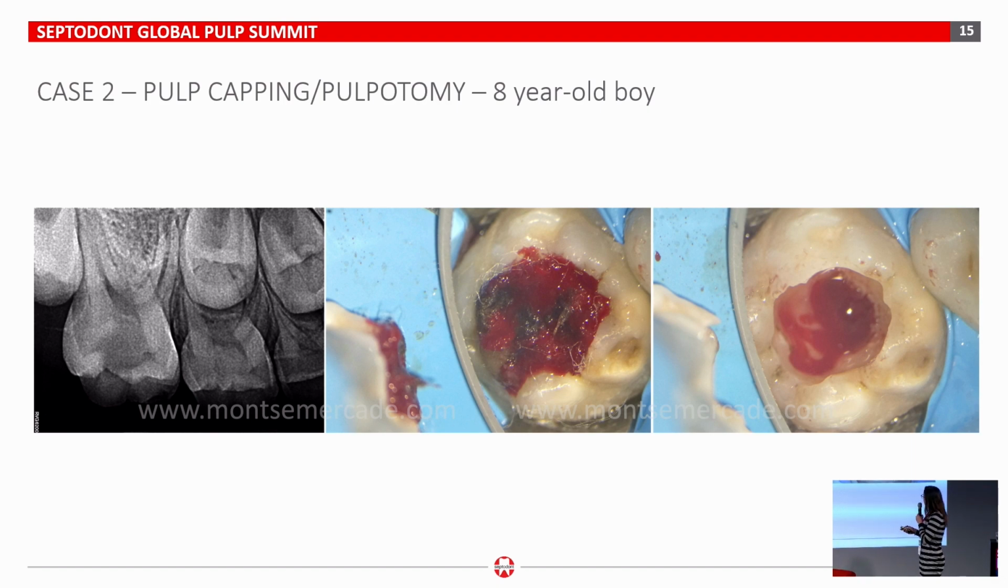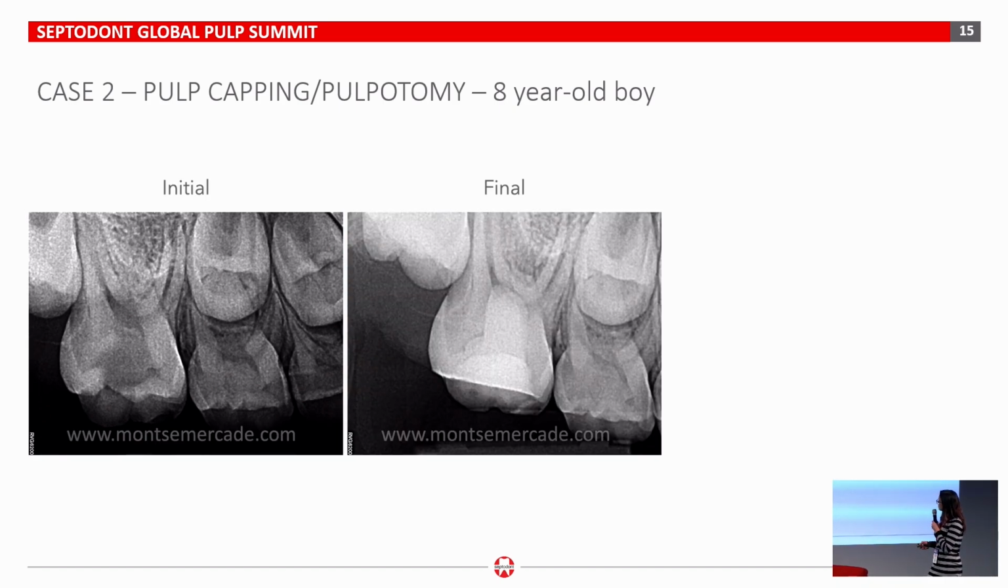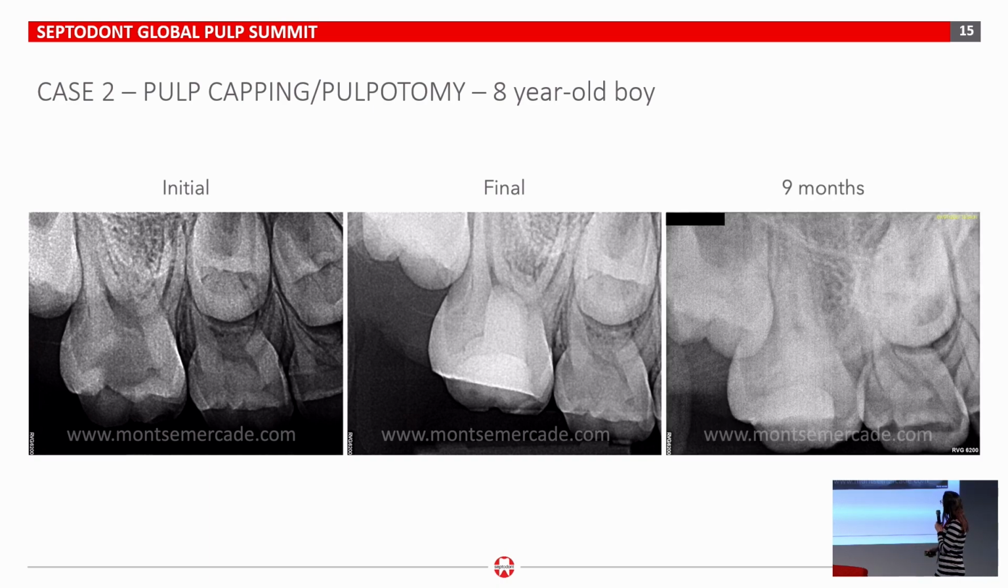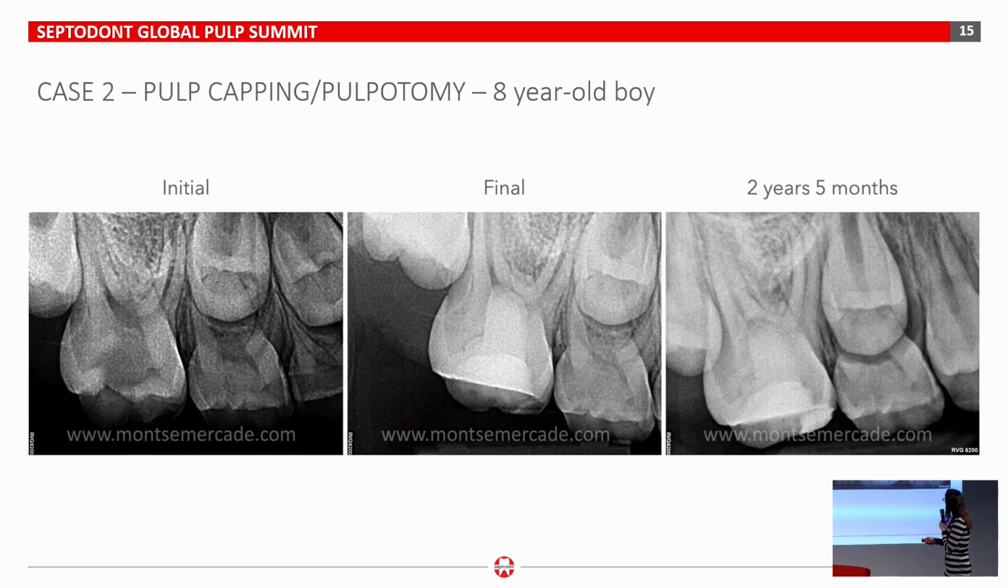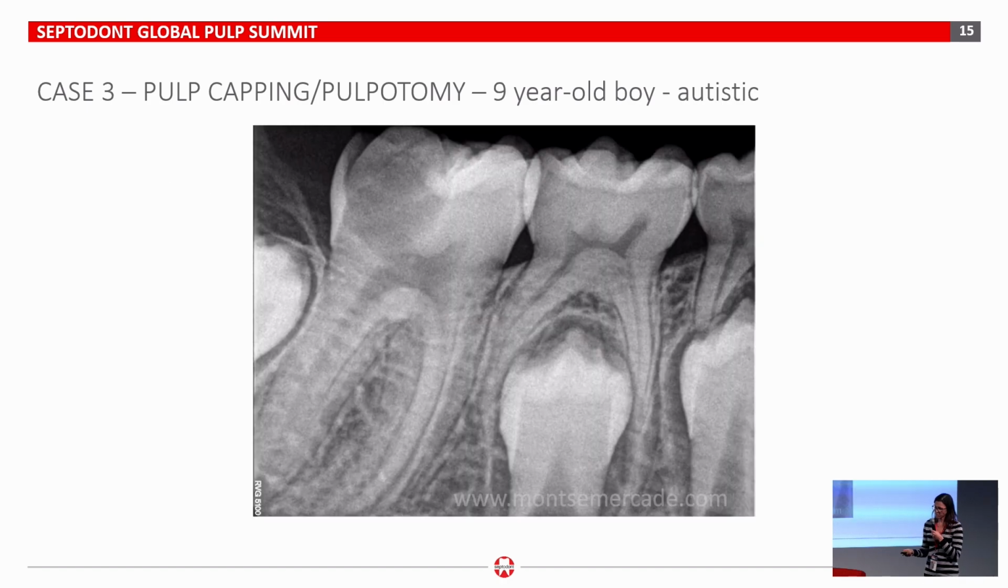Here you see the pulp exposure. So we place the disinfectant, saline, and we wait until the blood clot forms, and we place Biodentine and do the restoration. This is 9 months. This is 2 years and 5 months, and look at the nice formation of the mesiobuccal root. This is the last recall, 3 years and 4 months later. You can see the obliteration of the root canals.